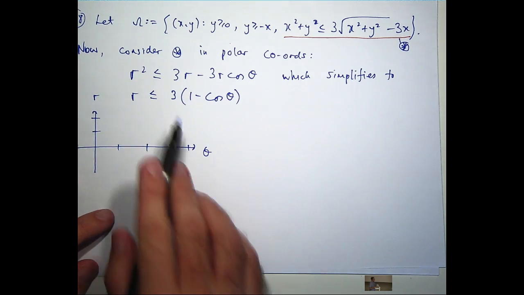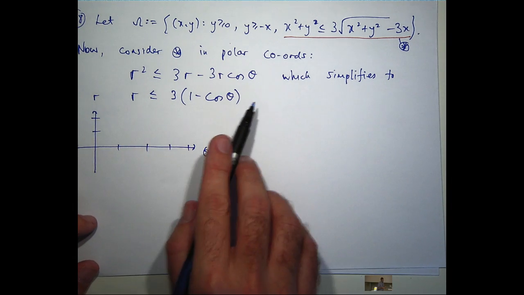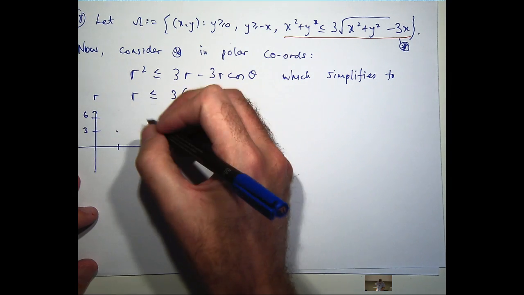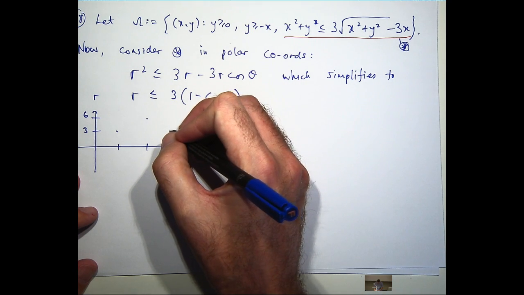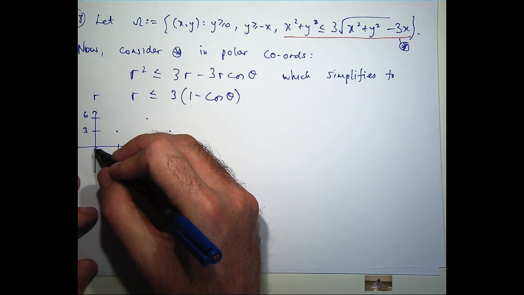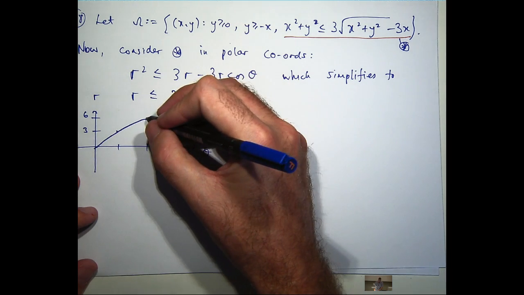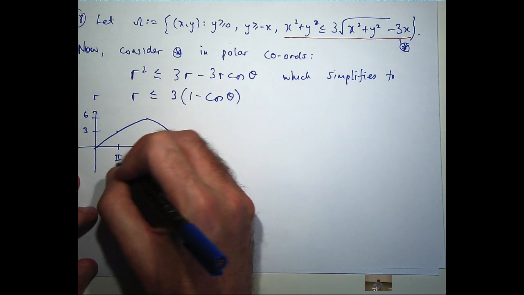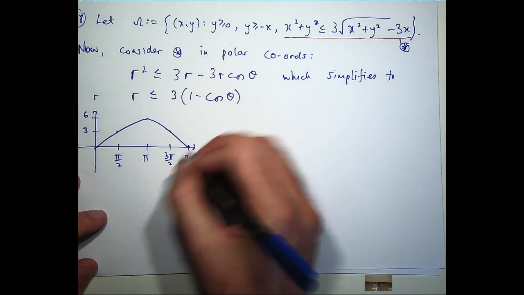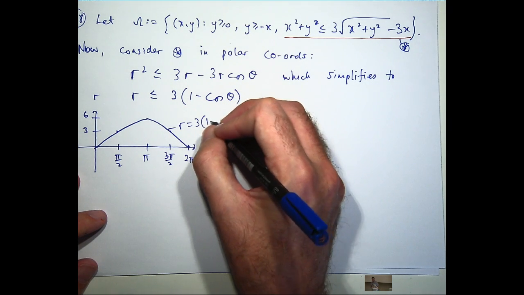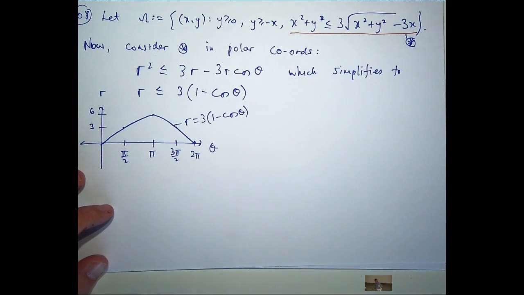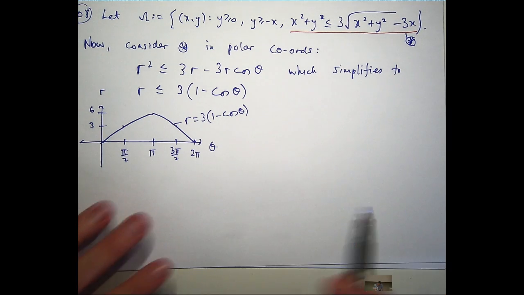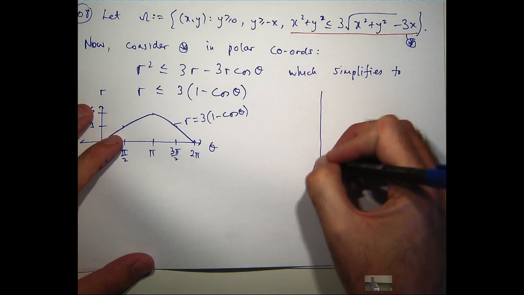Okay, so if I consider r equals 3 bracket 1 minus cosine theta, then I get the following. So this is 6, this is 3. So it's basically just these set of points here. So this is r equals 3 bracket 1 minus cosine theta. So now how do I transfer that into the xy plane? Well, I'm glad you asked.